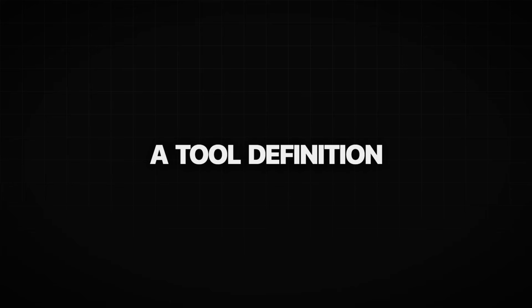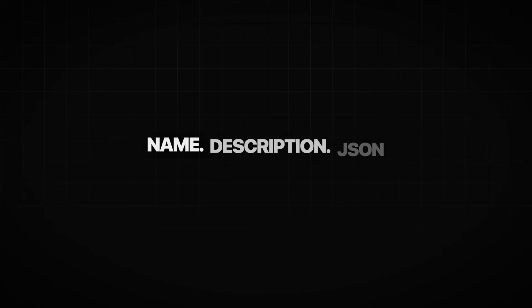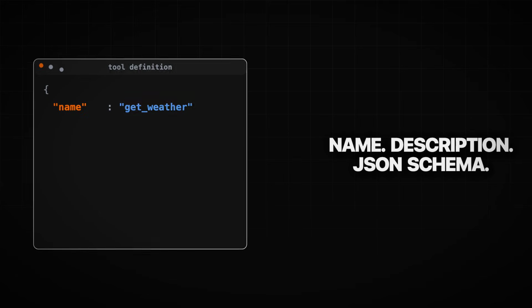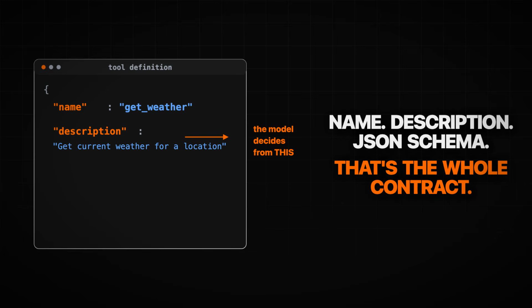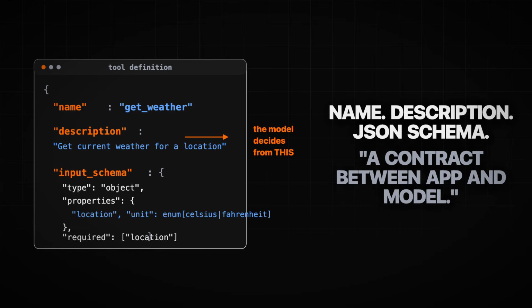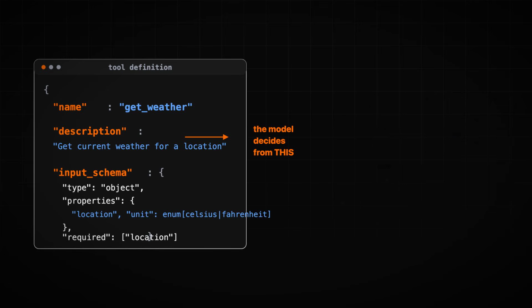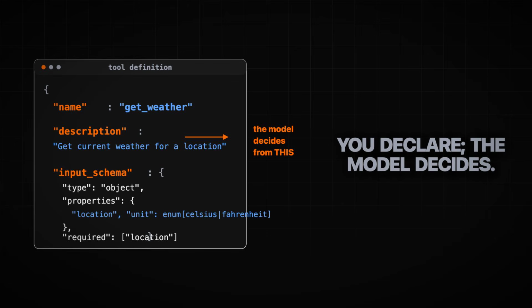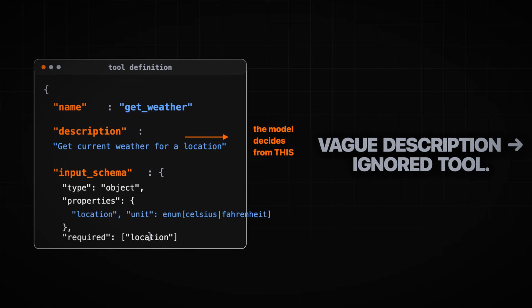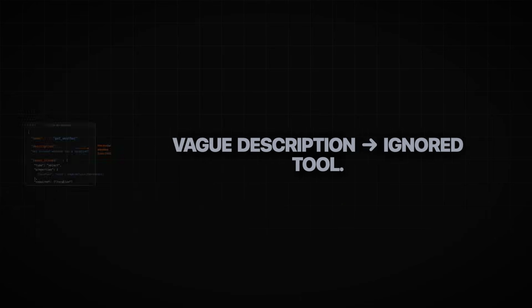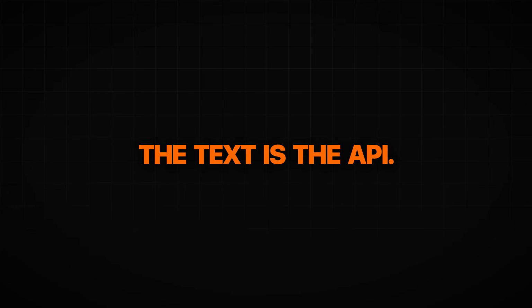So how do you offer a tool to something that only speaks text? You describe it. A tool definition is three things: a name, a description, and a JSON schema for the inputs. That's the whole contract. As Anthropic's docs put it, tool use is a contract between your application and the model. You declare what's available. The model decides when to reach for it. And it decides from your description. Vague description, ignored tool. The text is the API.